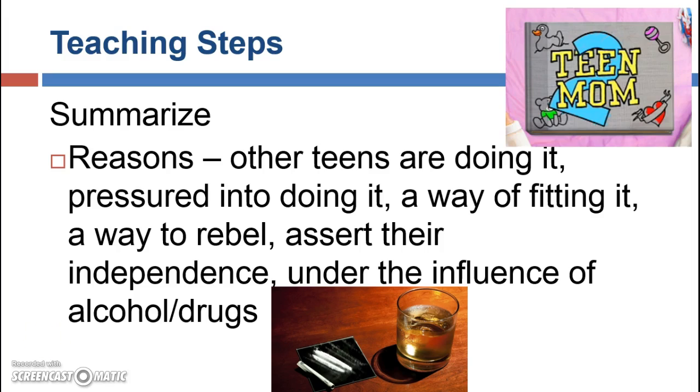Remember, if a person is forced to do something sexually, that is not a choice. No one should ever be forced or pressured to engage in sexual behavior.